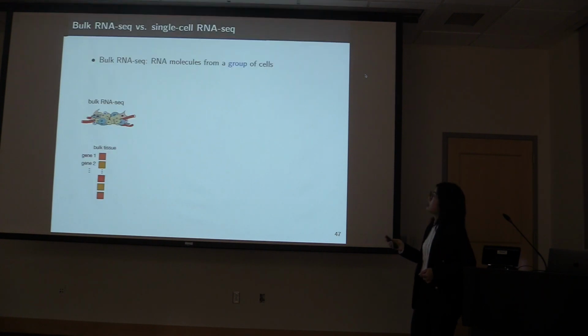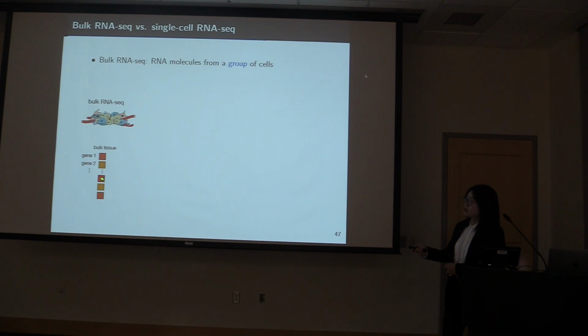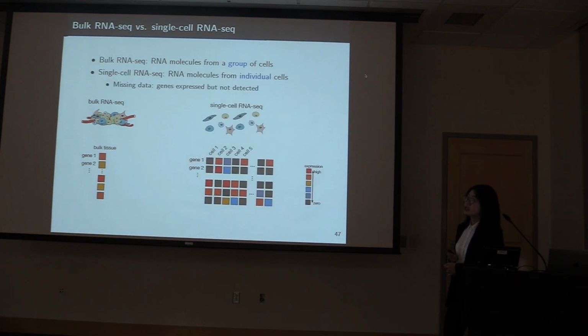If we think of the traditional bulk RNA-seq technologies, the RNA molecules are taken from a group of cells. So if we want to quantify the gene activities, we can summarize a gene expression vector by counting the total number of RNA-seq reads mapped to each individual gene. But with the emerging single-cell RNA-seq technologies, we're able to summarize a gene expression matrix in which rows represent different genes and columns represent individual cells.